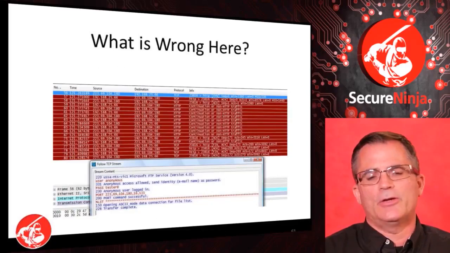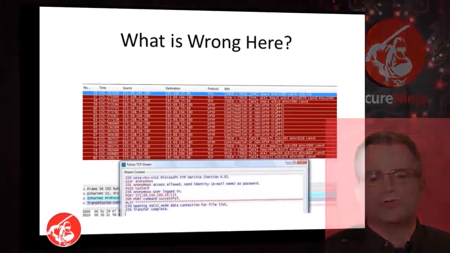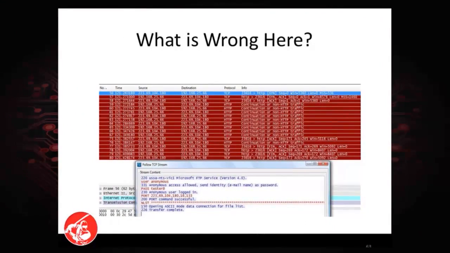So we've got a graphic here, and we're showing you an actual diagram that says Hypertext Transfer Protocol. It's HTTP, web traffic. But if you look at the diagram that says follow TCP stream, does that look like web traffic? No, that's FTP. That's FTP traffic over HTTP.